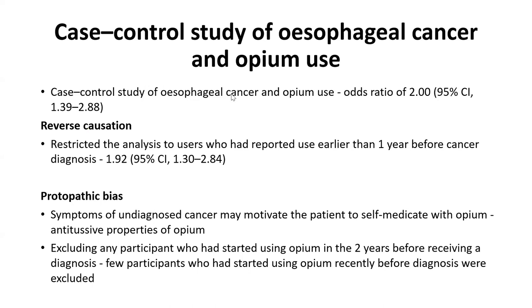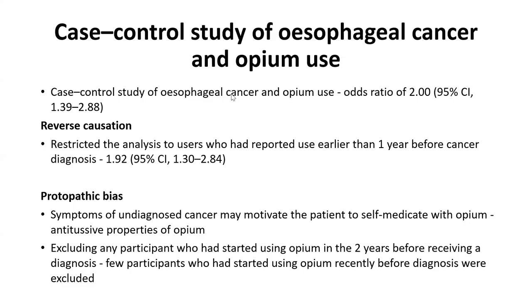Now, the only difference here is that symptoms of undiagnosed cancer or any undiagnosed disease leads to exposure. That is protopathic bias. So what it means is that if somebody has esophageal cancer and develops cough or some symptom and starts using opium before the person is diagnosed as cancer, only because of the symptoms, then what will happen? If you do a case control study, you will consider that patients with the cancer had more exposure to opium, so opium has led to cancer. That is protopathic bias. Are you getting me here?